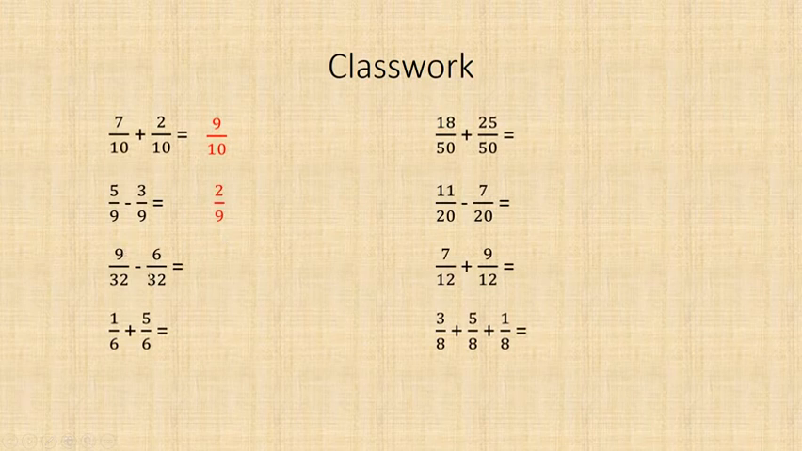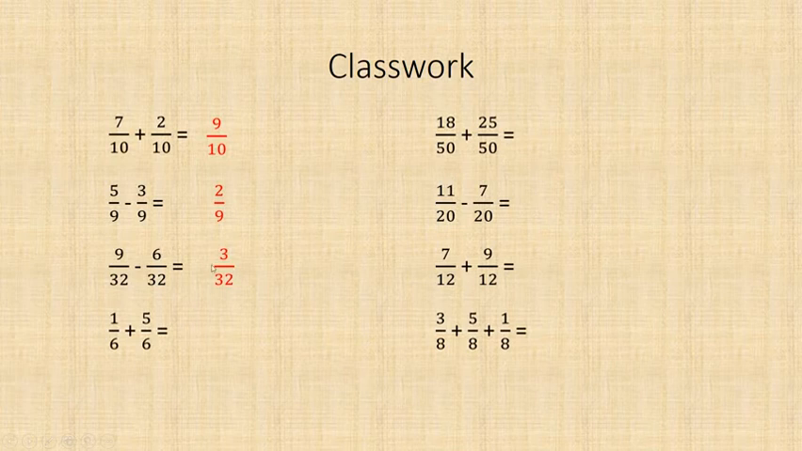Okay, here. 9 over 32 minus 6 over 32. The denominators are the same, so I will just subtract the numerators. 9 minus 6 equals 3 over 32. And take care, you have to ask yourself a question every time you're answering these kinds of questions. Is this fraction in the simplest form or not? If yes, go ahead to the next question.